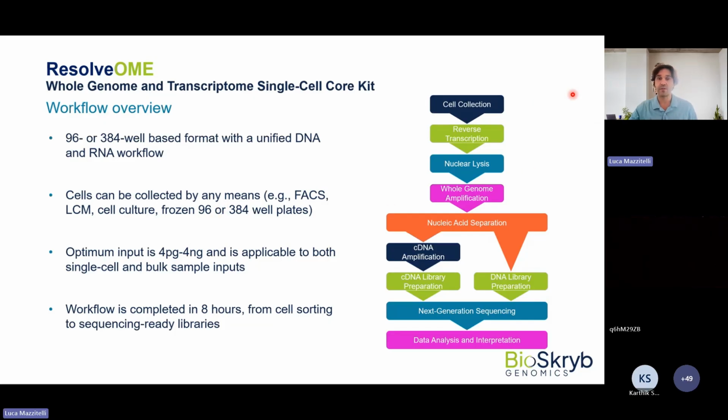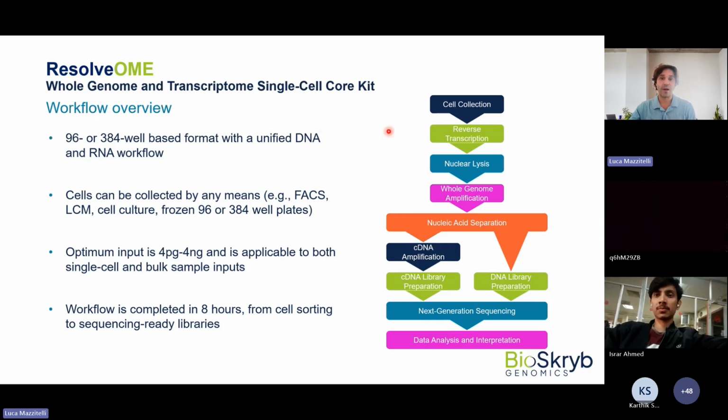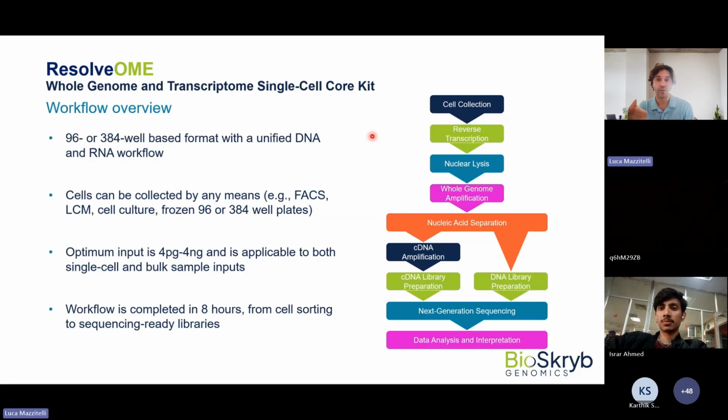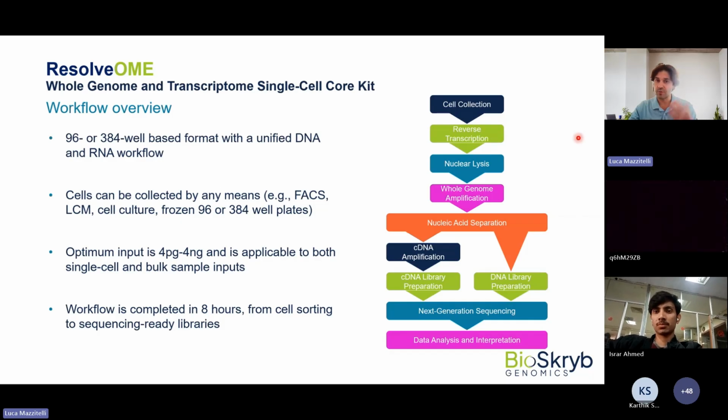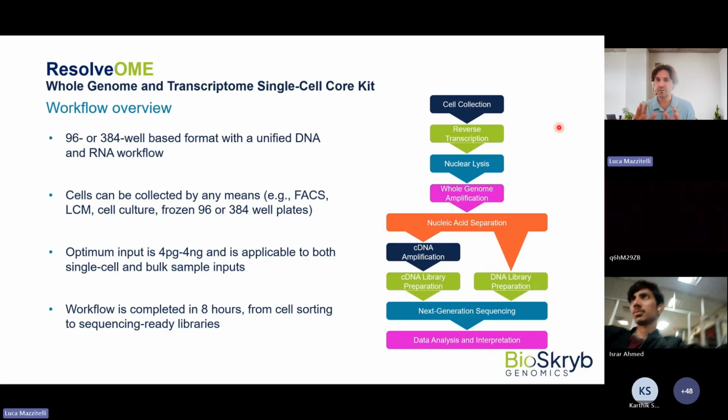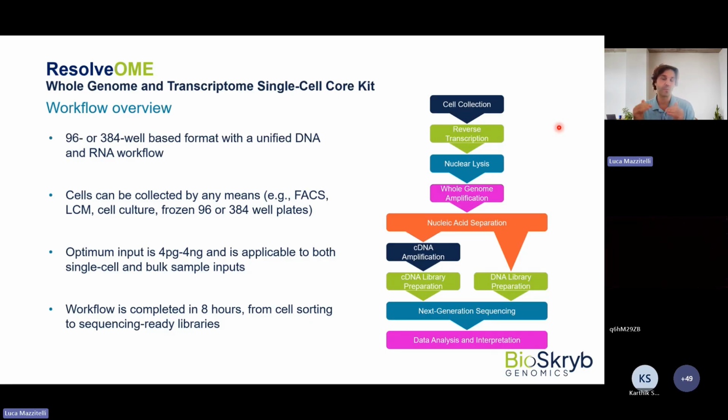First step, same as ResolveDNA, you need to collect your cells. You need to enrich for the cells using a sorter. And after that, each cell is actually enriched and isolated in a well, then you can perform the workflow using ResolveDNA, which has been optimized to be done in 8 hours. We always suggest, especially at the beginning, you can split the workflow into 1 day and a half.